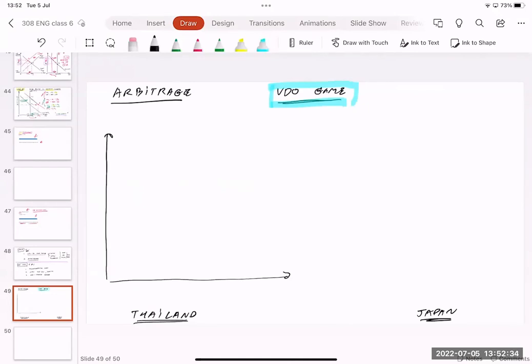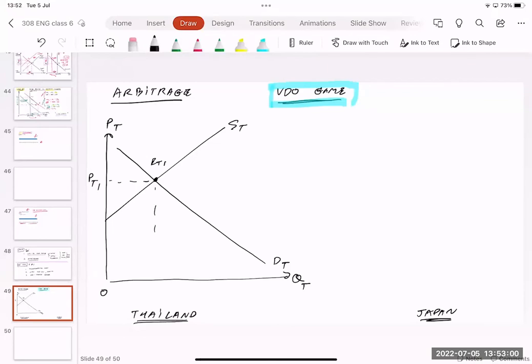And of course, you're going to have price P, Q for quantity. This is for Thailand, I have T. And then you have demand for video games in Thailand, DT. You have supply for video games in Thailand, ST. Supply is about selling, demand is about buying, right? You have the equilibrium point in Thailand, ET1. The price of video games in Thailand is high, PT1. The quantity of video games in Thailand is low, QT1. This is what you have.